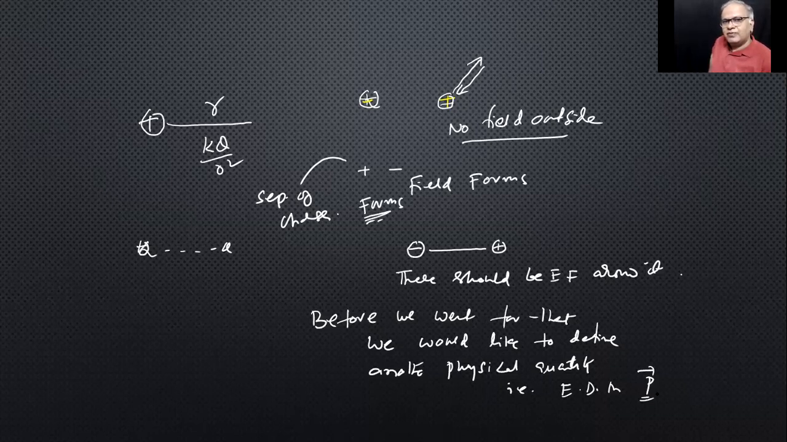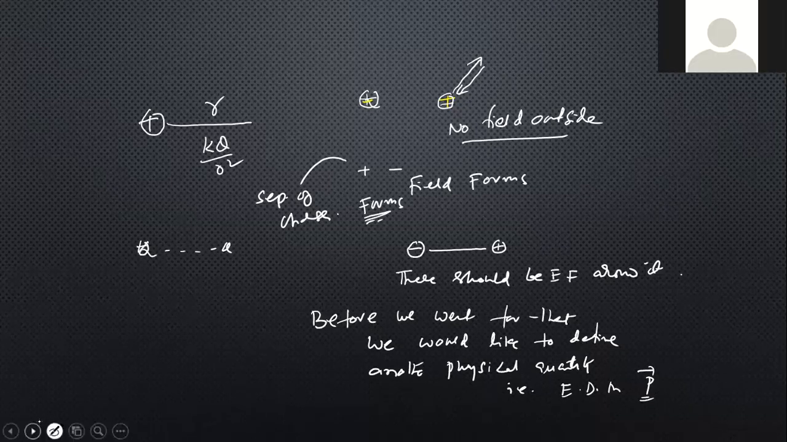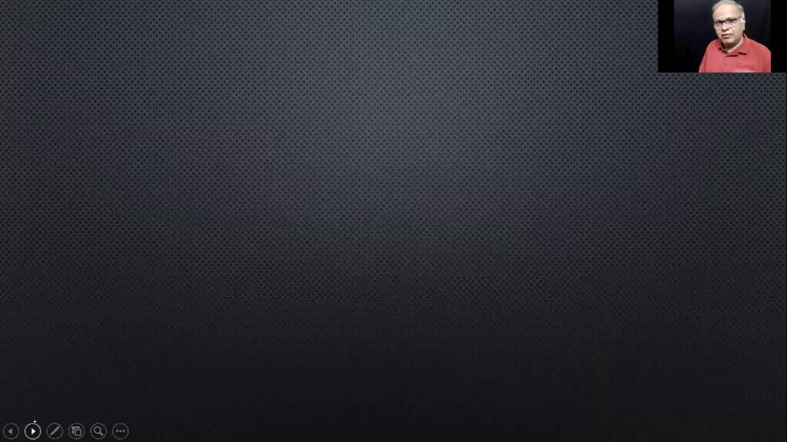So like we found out the field of a single charge kq by r square, we would also like to find out the electric field of an electric dipole. But before doing that, we require one more physical quantity called electric dipole moment. Do you understand? I've taken so much time to make things meaningful.